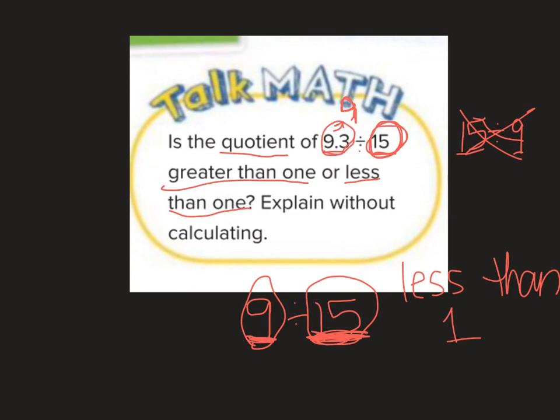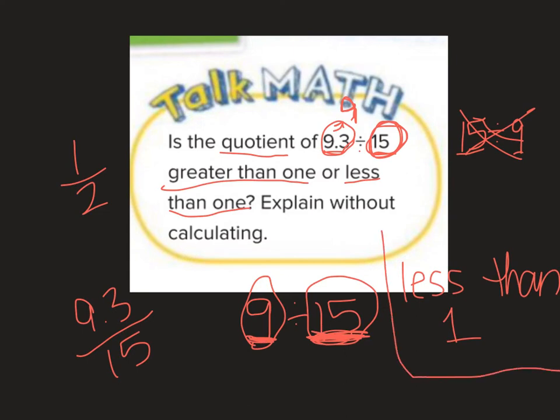dividend. If I were to write this like a fraction, because I can do that, 9 and 3 tenths over 15. Okay, and this shows me too, this is a proper fraction, besides the decimal. We'd like to get rid of that, but this is a proper fraction. The numerator is smaller than the denominator. So it's just like 1/2, right? Is that less than 1? Yeah, it is. So that's how we know that 9 and 3 tenths divided by 15 is going to be an answer of less than 1. It's going to be a decimal.